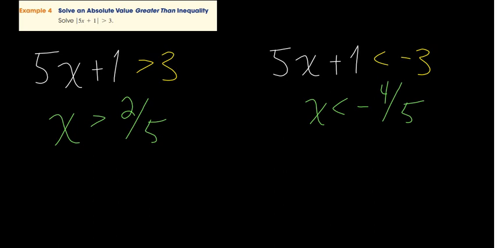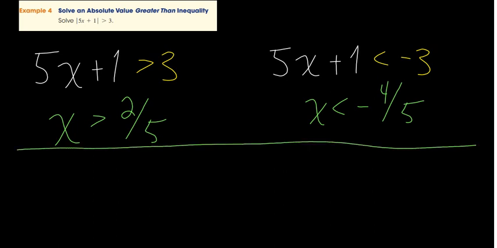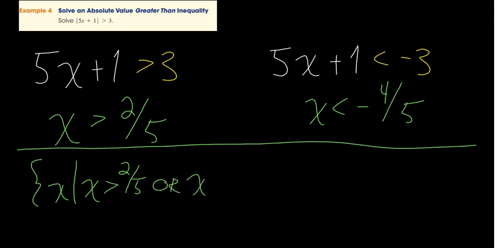So here's what we're doing. Let's put a little line here. In set builder notation, again, my favorite, basically I just rewrite. So I would say x such that what? Well, x is going to have to be greater than 2/5, or x is going to have to be less than negative 4/5. And that's set builder notation.